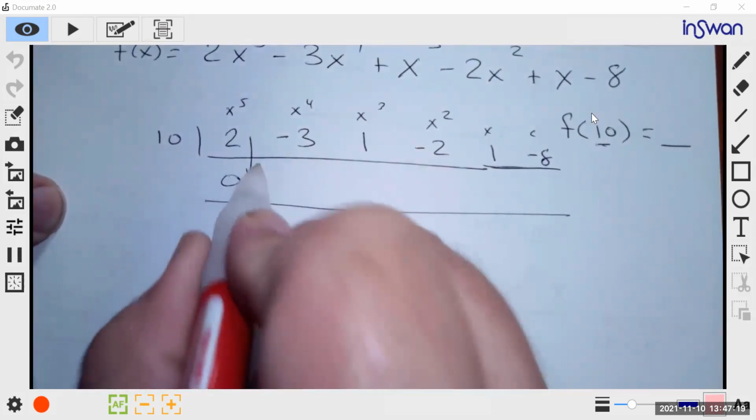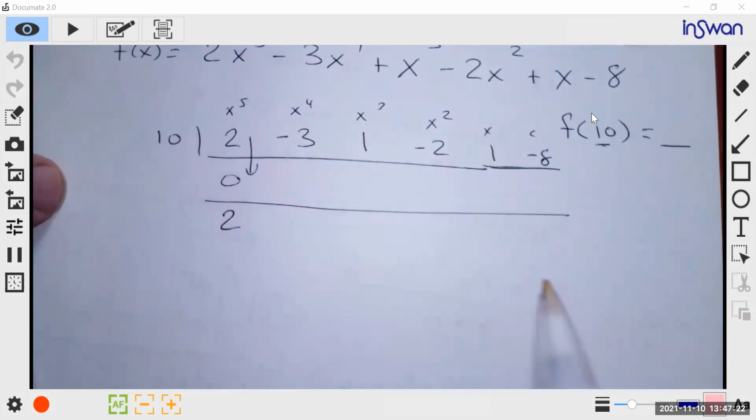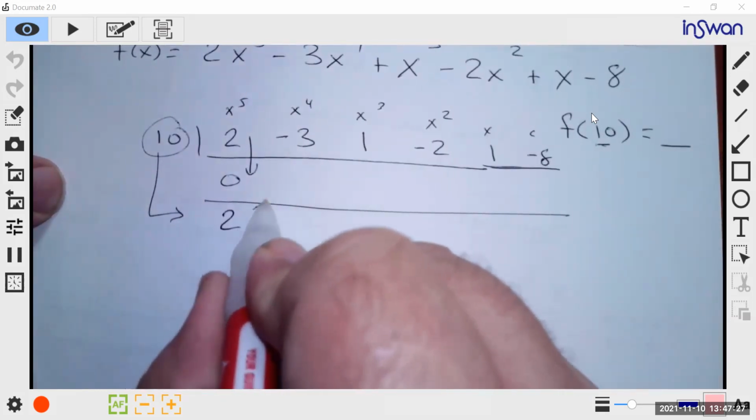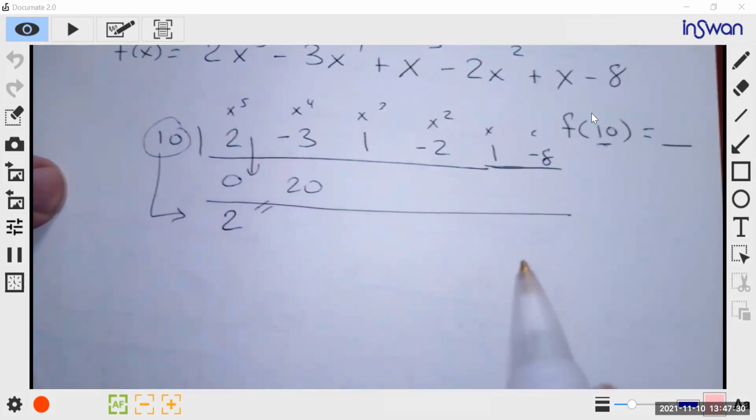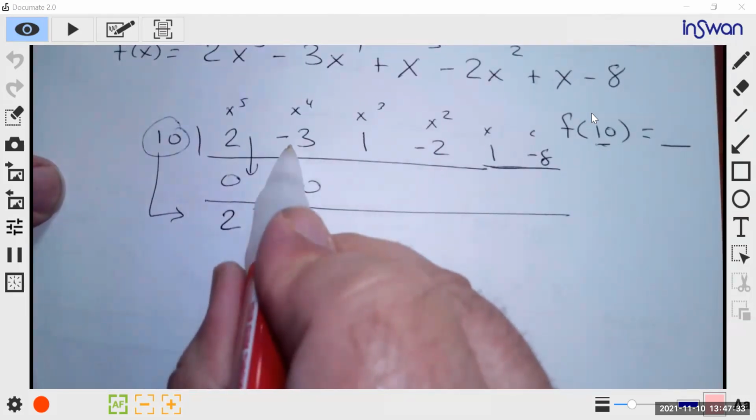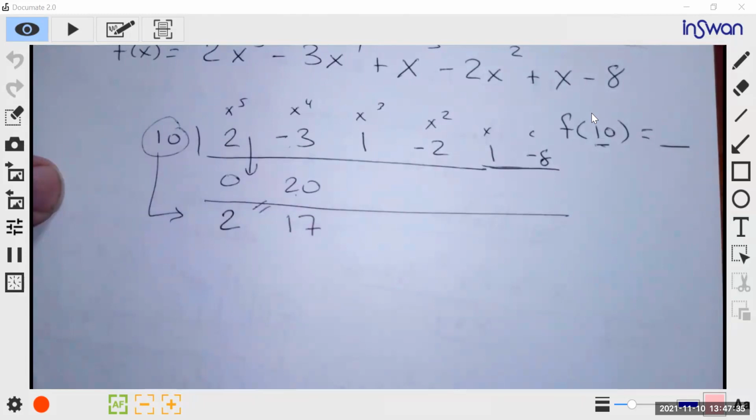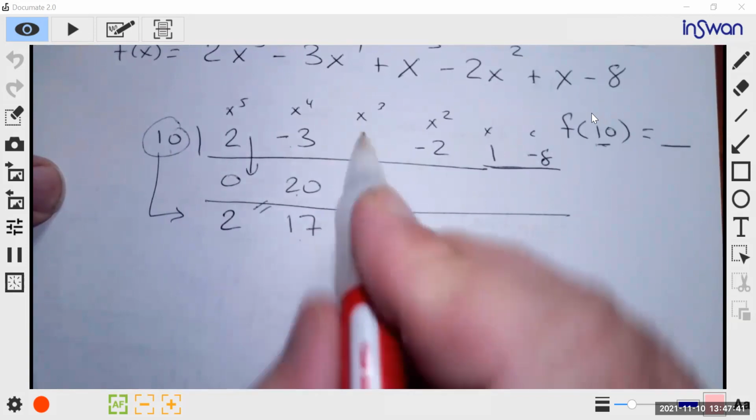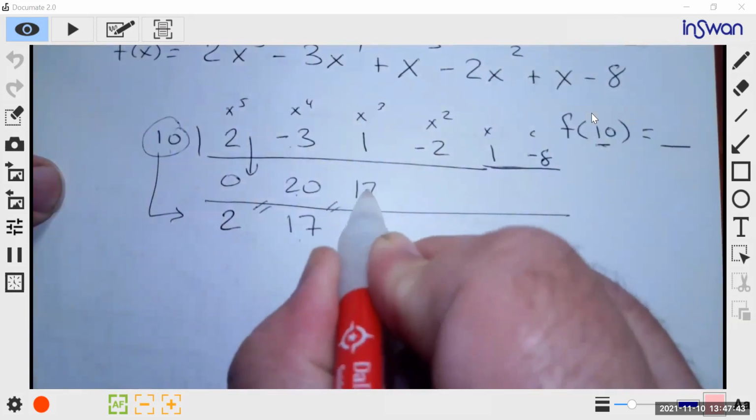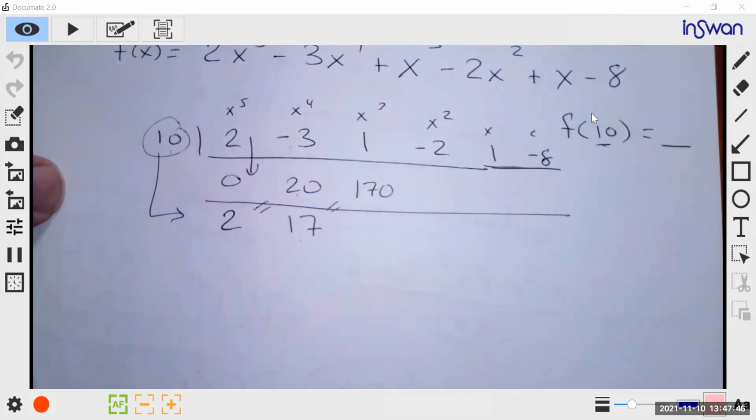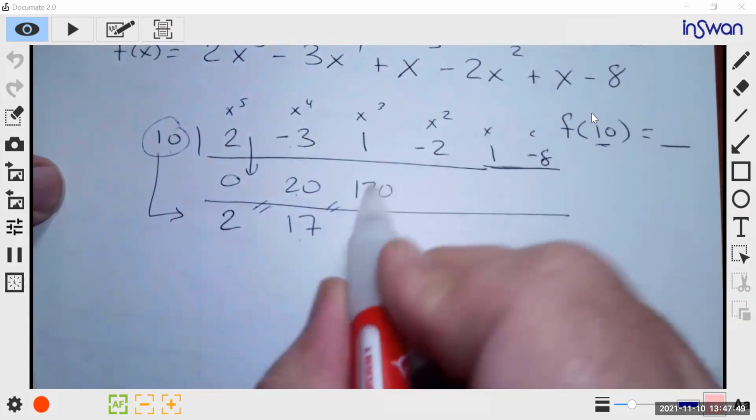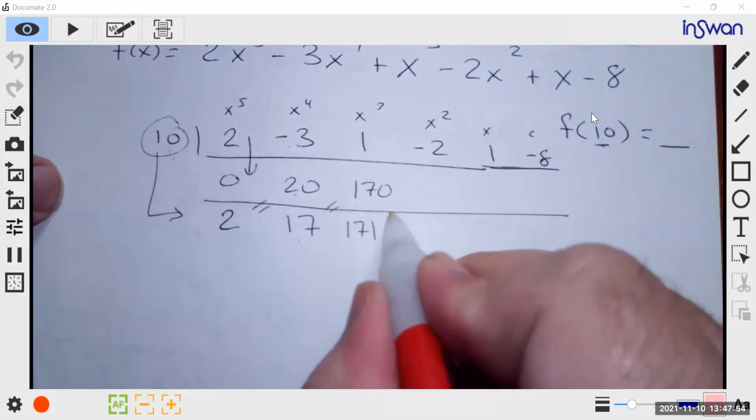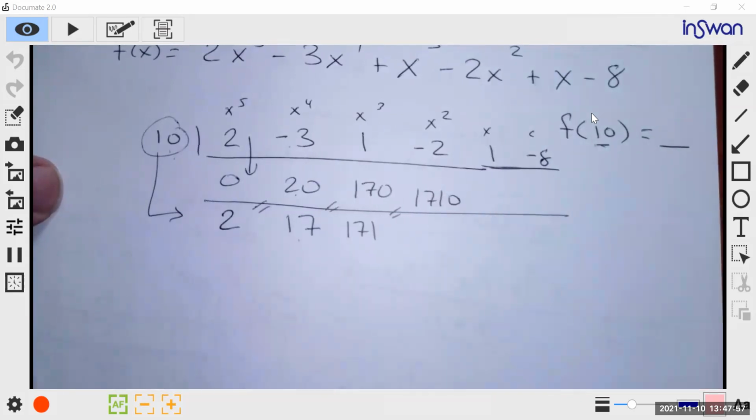So 2 plus 0 is 2. Let's go. This number only multiplies to these numbers. 10 times 2, 20. 20 minus 3, 17. 10 times 17. Just put a 0 at the end of the number. Remember, straight down you add. 170 plus 1 is 171. Times 10, 1710.